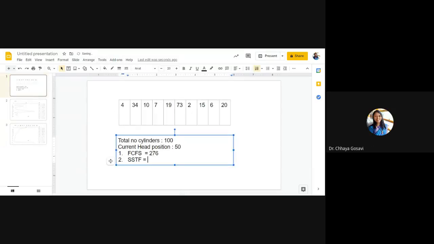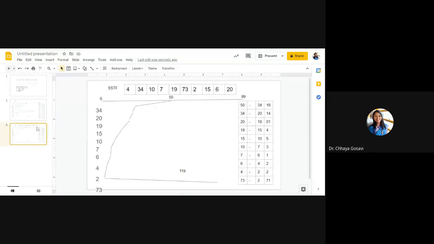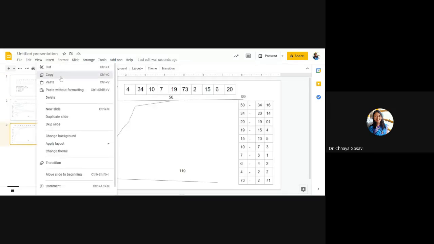Yes, ma'am, 119. The next algorithm is SCAN. The SCAN algorithm is also called the elevator algorithm because it tries to complete all the requests in one direction at a time. The head will not change direction unless and until it reaches the other end. So again, we'll take this input.